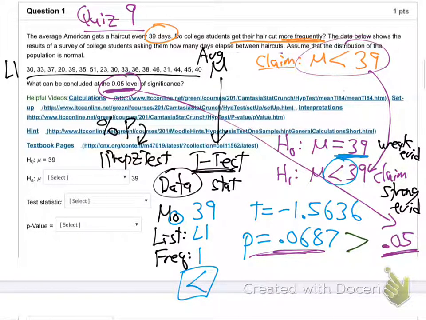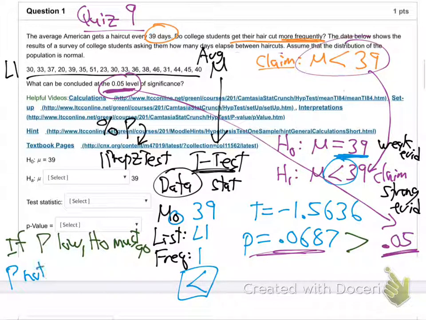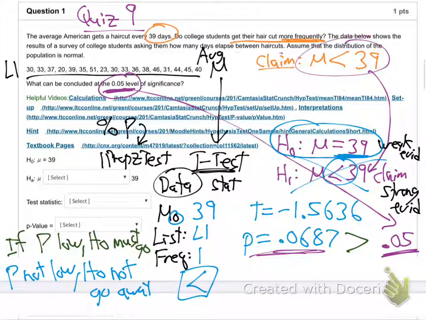So remember this saying, in fact, let me put it over here for us. If the P is low, the null must go away. But in our case, the P is not low, right? The P is greater. So the H0 does not go away, does it? We keep the H0 and we cross out the other one. The null does not go away.